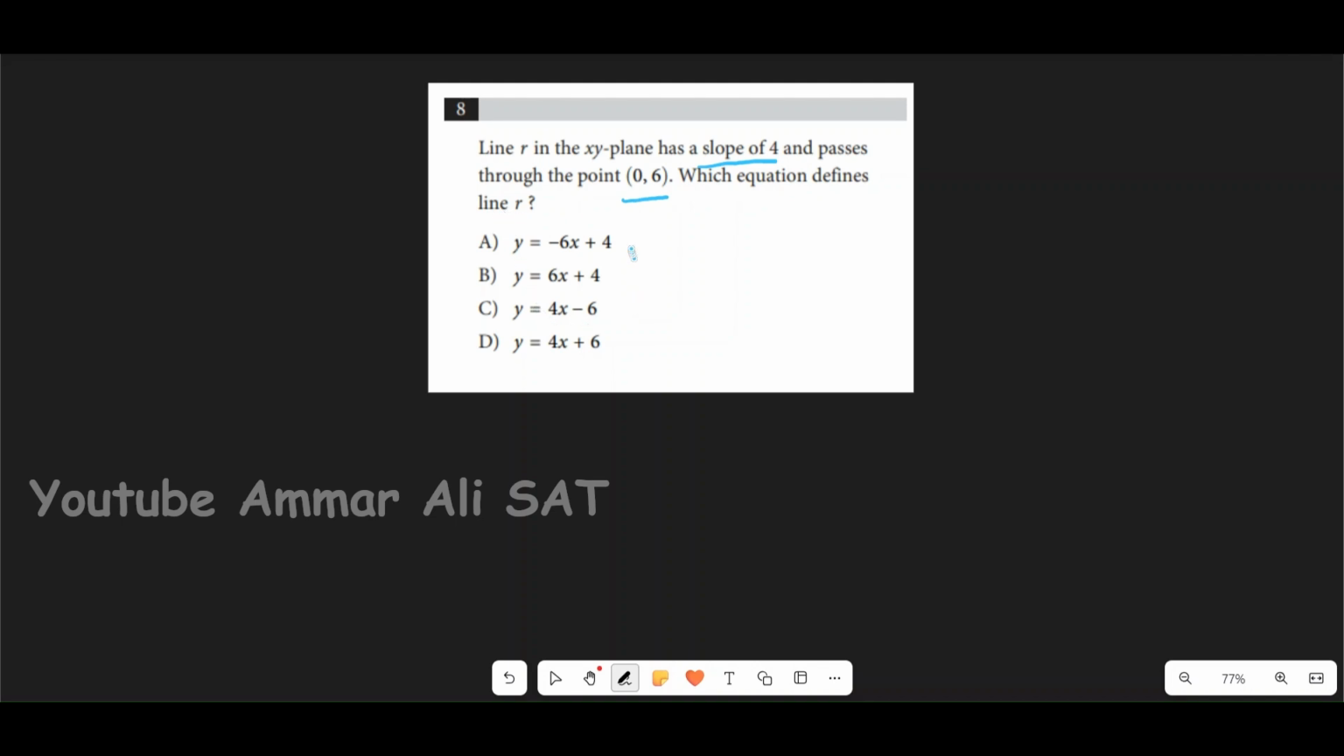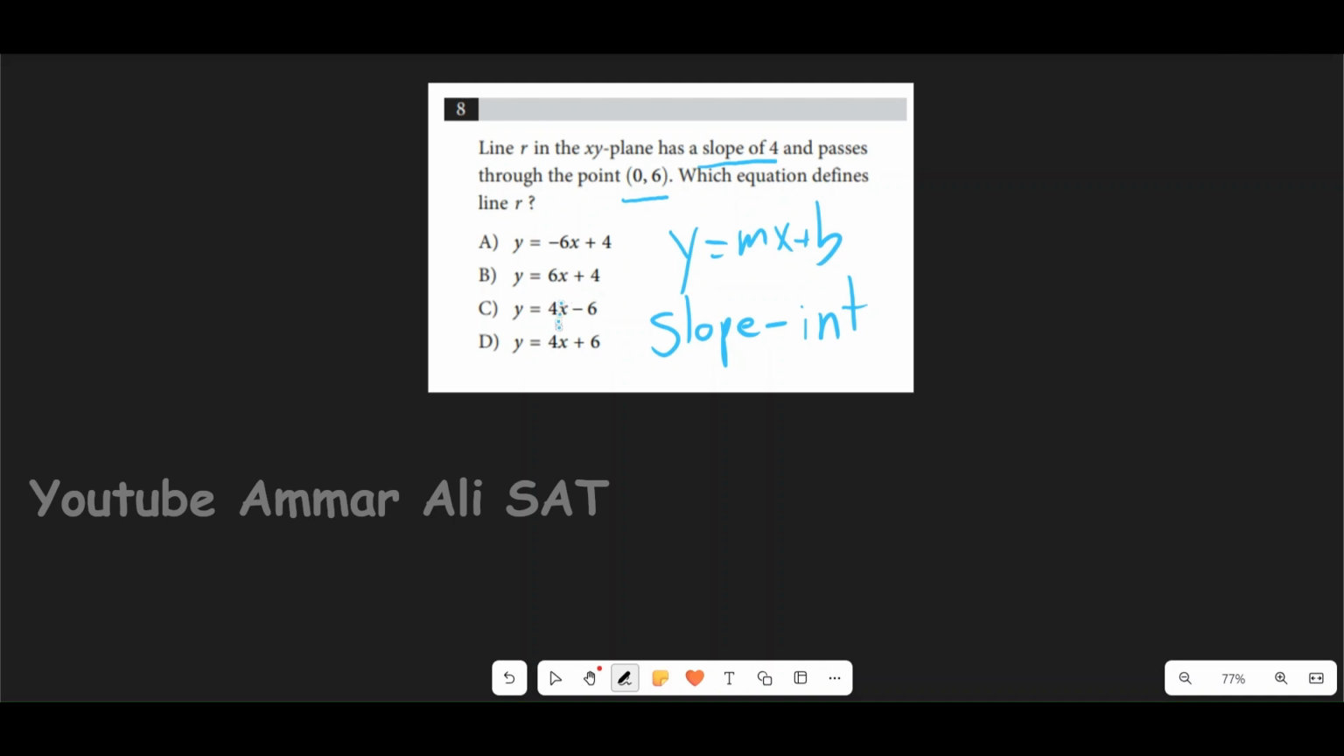So let's try and figure out first, what concept are they testing us on? Well, they are testing us on y equals mx plus b, right? In other words, equations of lines in slope-intercept form. And how do I know that? Well, look at the answer choices. All the answer choices are given to us in y equals mx plus b form.